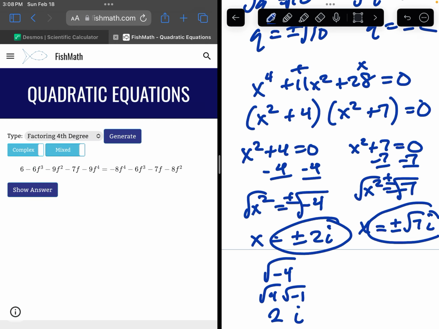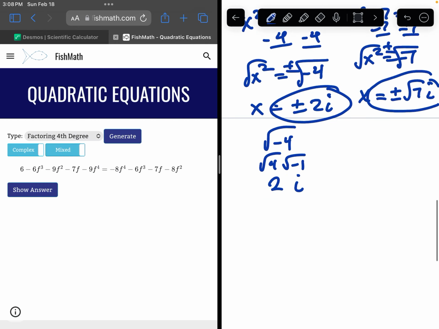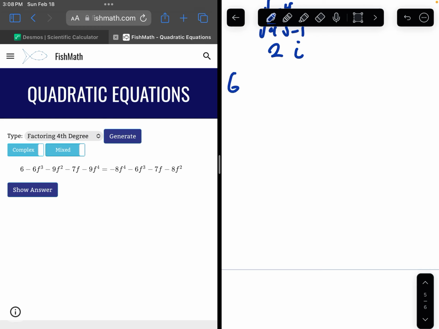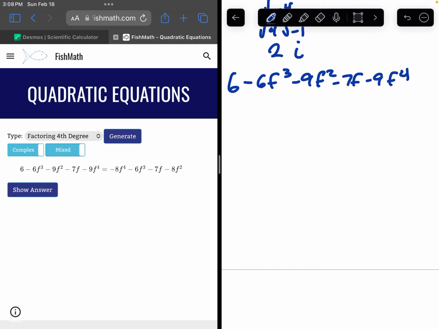I will do one more, just a little bit complicated. Okay, that looks super complicated. Let's do it. 6 minus 6f cubed minus 9f squared minus 7f minus 9f to the fourth equals -8f to the fourth minus 6f cubed minus 7f minus 8f squared.